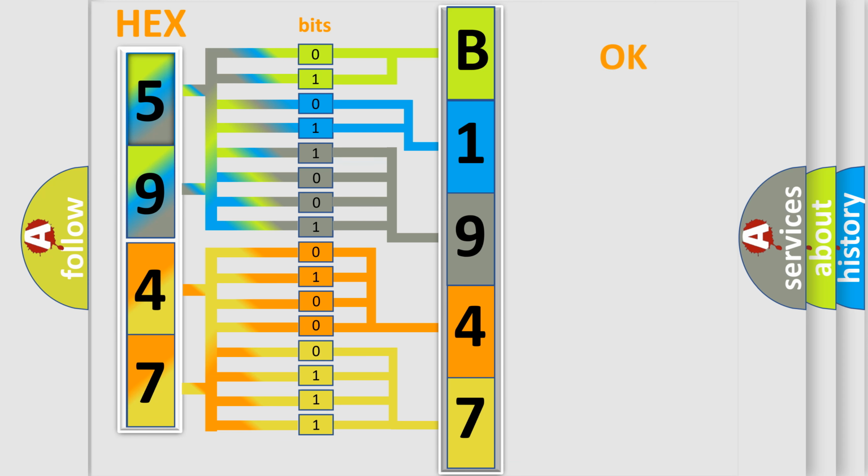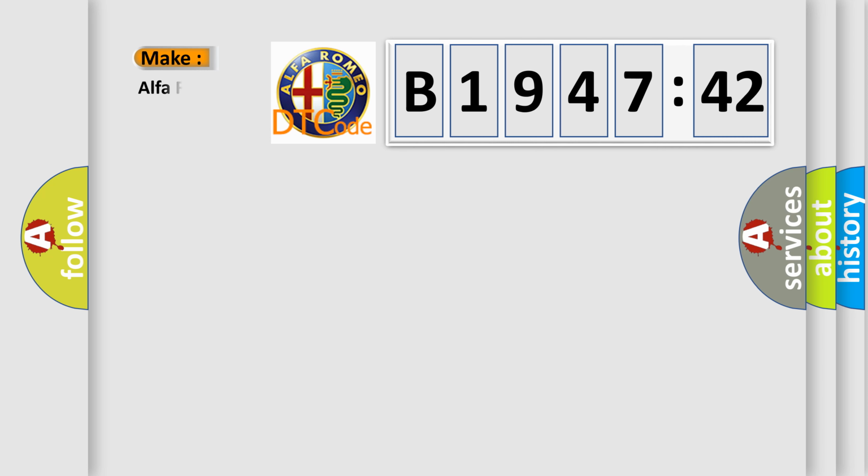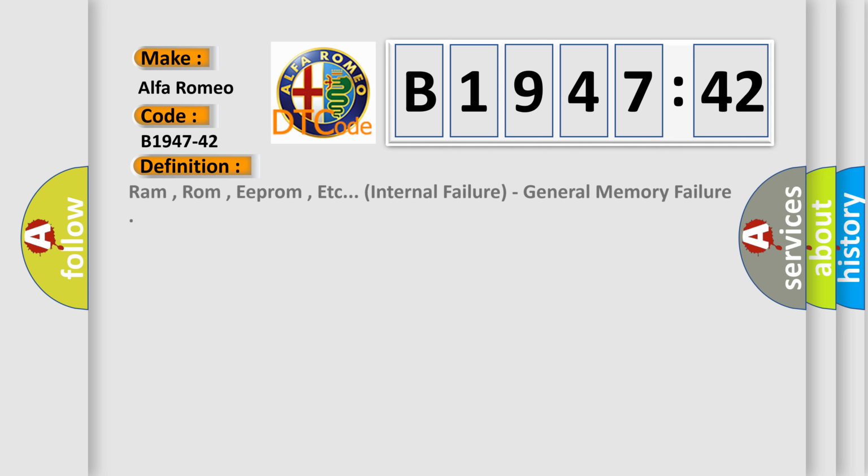We now know in what way the diagnostic tool translates the received information into a more comprehensible format. The number itself does not make sense to us if we cannot assign information about it to what it actually expresses. So, what does the diagnostic trouble code B1947-42 interpret specifically for Alfa Romeo car manufacturers?